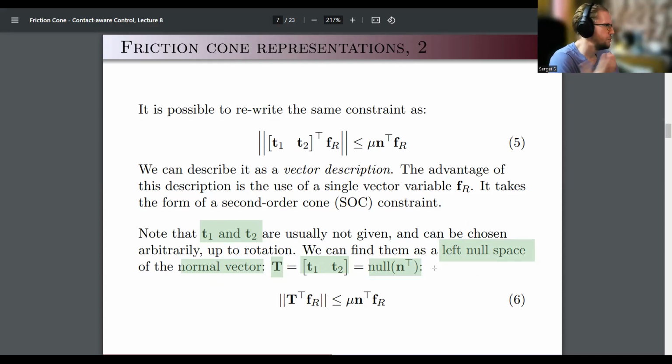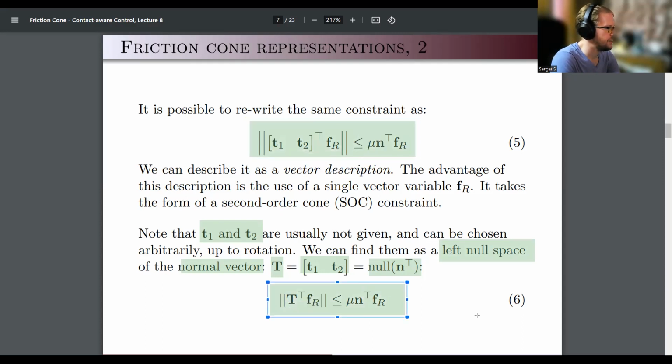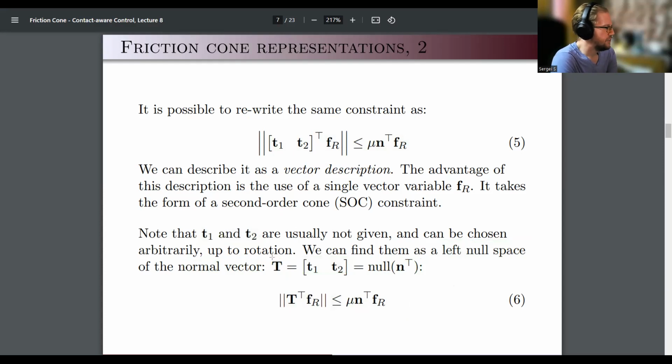So that's one way to do it. And then your equation 5 becomes equation 6, where you have T times FR less than or equal to mu N transposed FR, okay? So if this is something you're happy with, you can do equation 6.